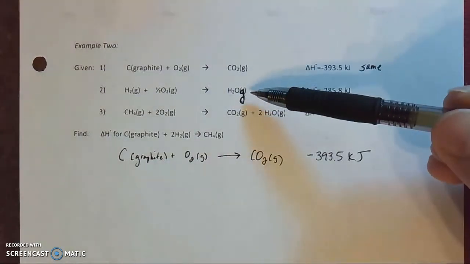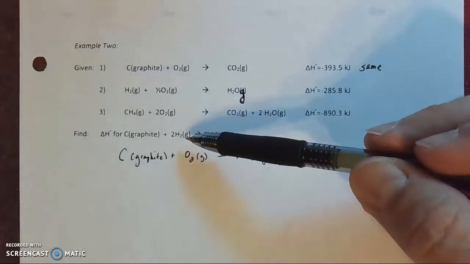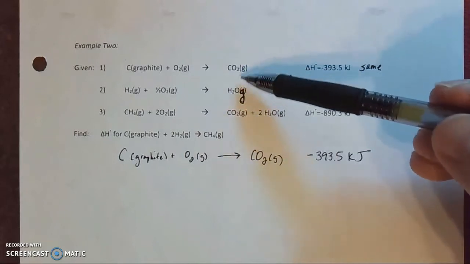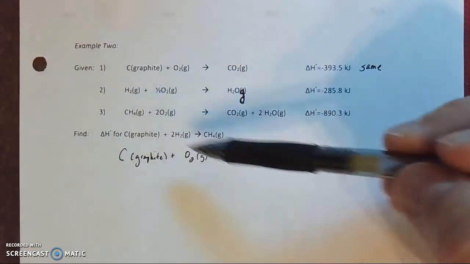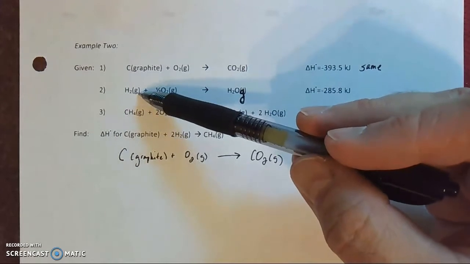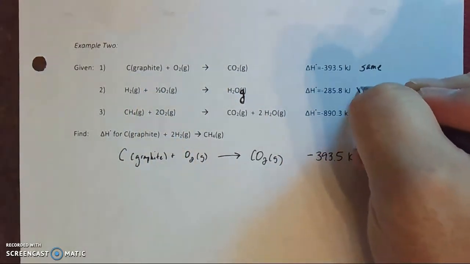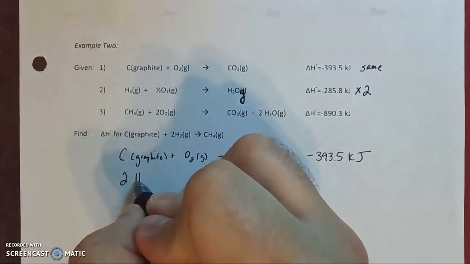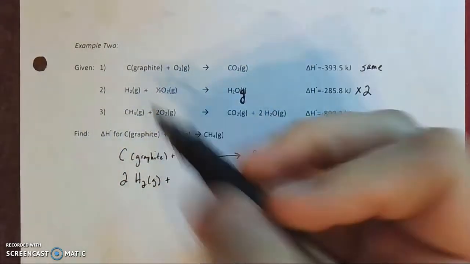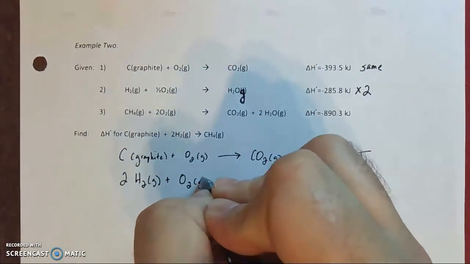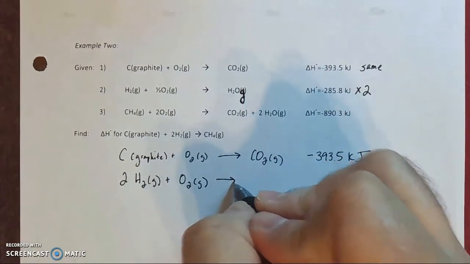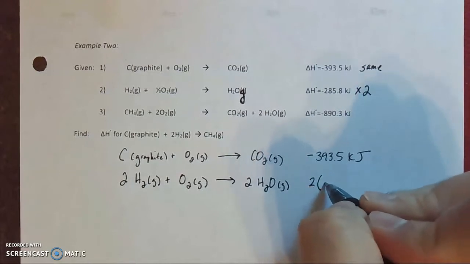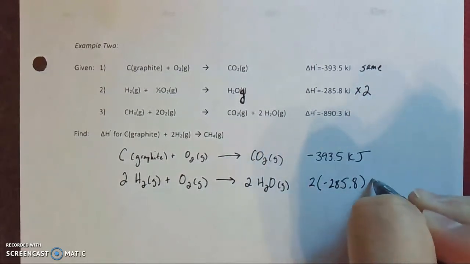So with this next one, if I look, I have 2H2 gas that I need. The only reaction that has H2 gas is our second one, but we need two of them. There's only one in the given. So I'm going to multiply all the coefficients in my delta H by 2. So I'm going to end up with 2H2 gas plus, 2 times 1/2 gives me 1 oxygen, yields 2H2O gas, and then I have to take 2 times negative 285.8 kilojoules.